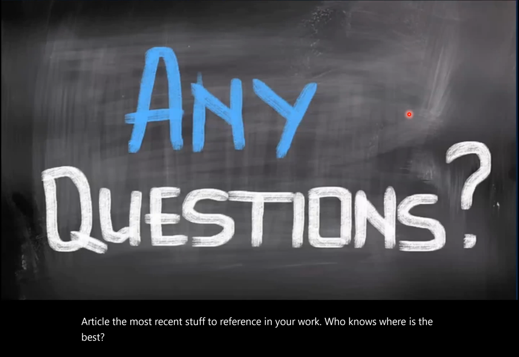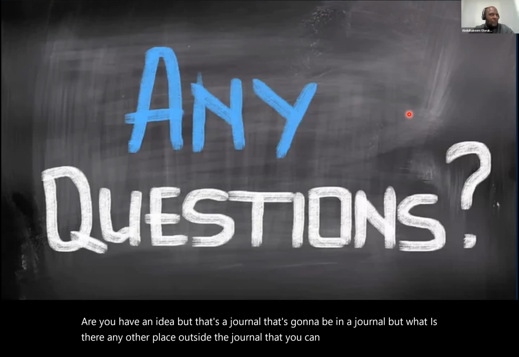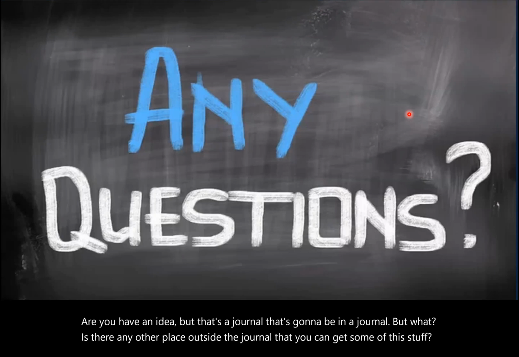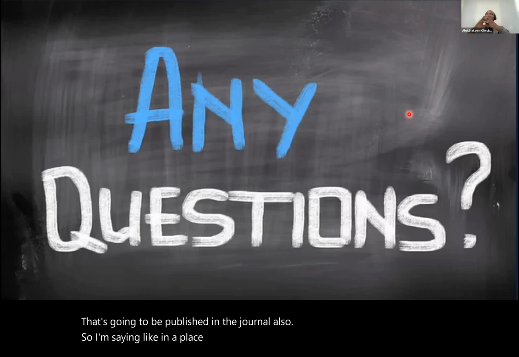Systematic review with meta-analysis. You have an idea, but that's a journal. That's going to be in a journal. But is there any other place outside the journal that you can get some of this stuff? Randomized control trials. That's going to be published in a journal also. So I'm saying, like, in a place, in a gathering. Let me put it like gathering. I've already given you the answer.